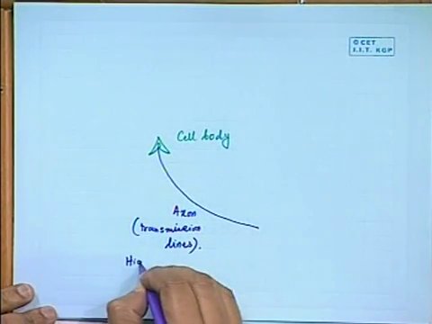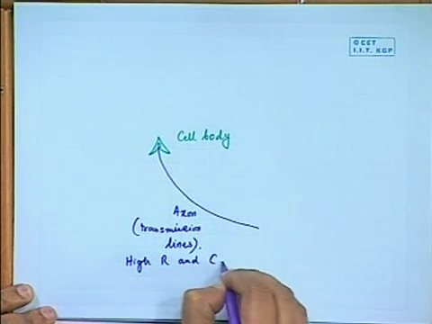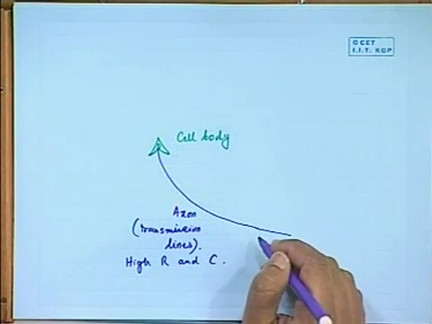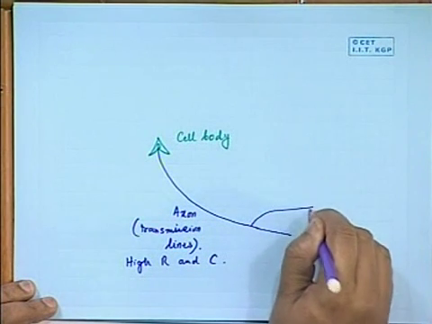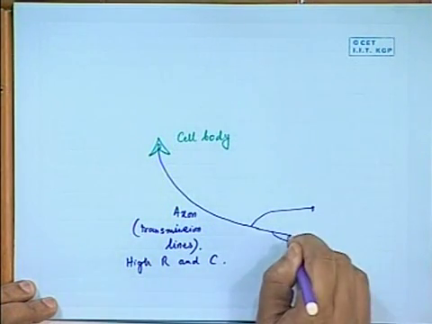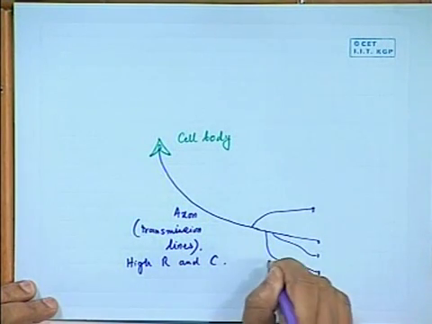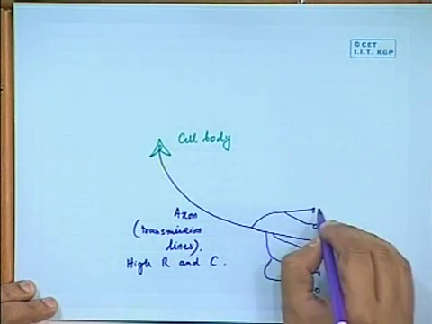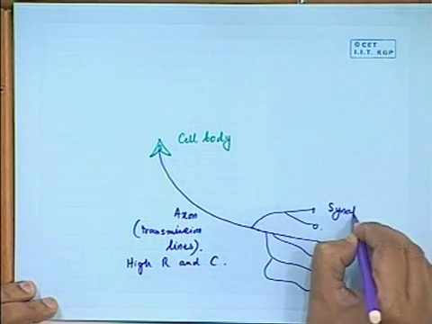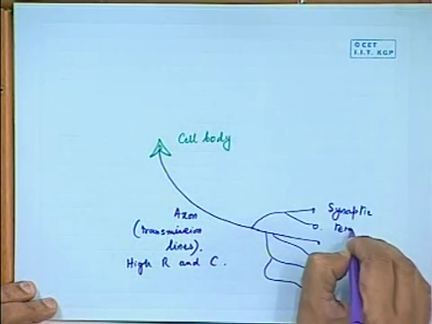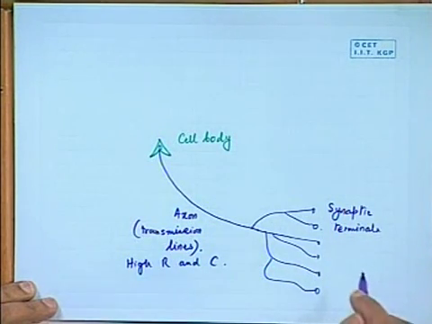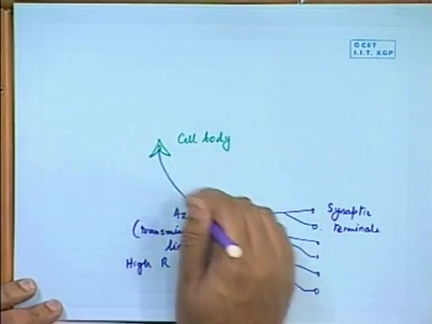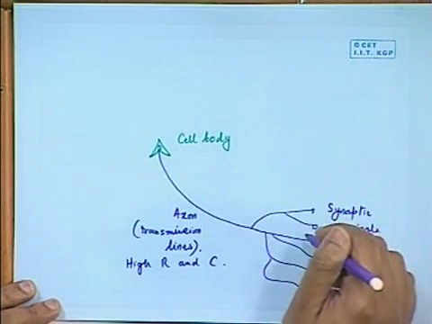So, this has got high R and high C. Now, these axons act as the transmission lines for carrying the electrical signals. Here you can see there is some tree-like structure, and all these ultimately end up in what are called synaptic terminals, which are used for making connections with the other nerve cells. This is nothing but the output part of the neuron.